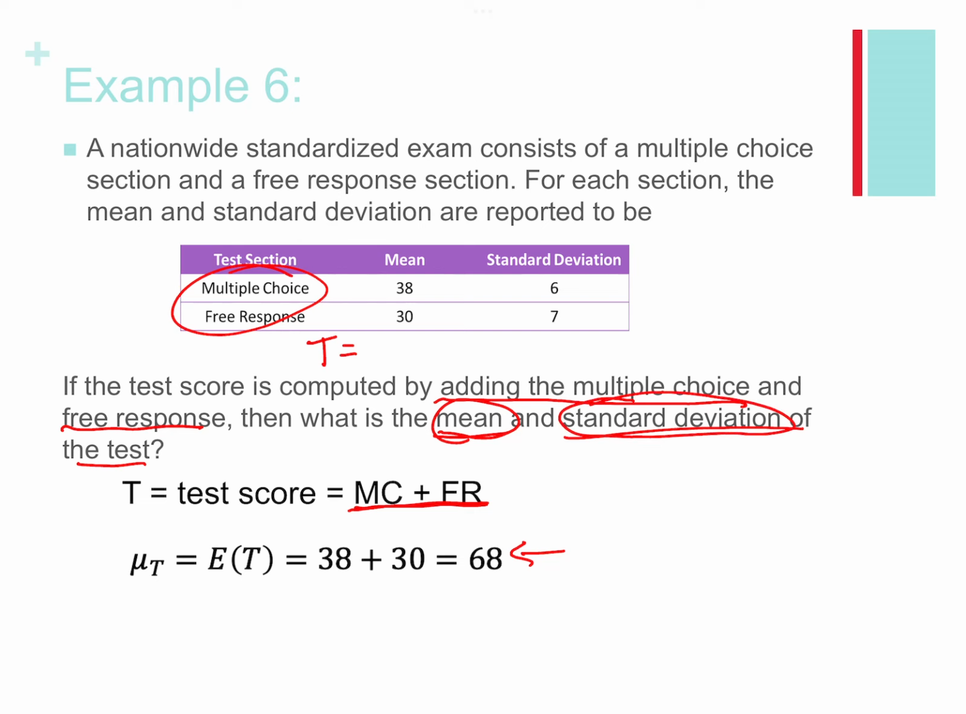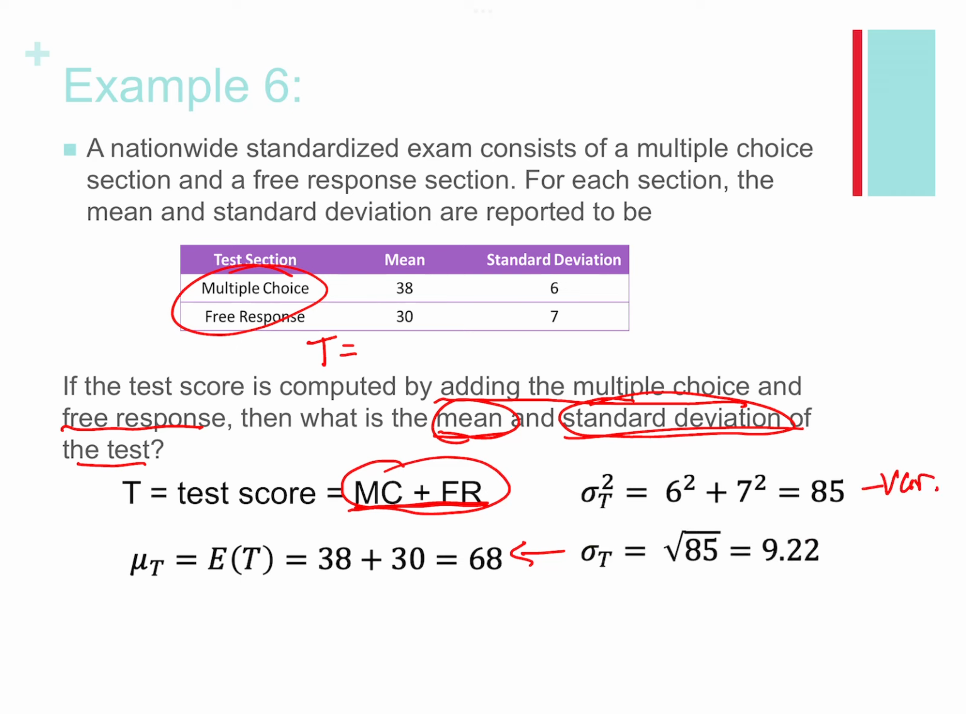For a standard deviation, remember I can't just add standard deviations, I have to add variances. So that means my variances would be 6 squared plus 7 squared. So my variance, this is our variance, is 85. Square root it to get our standard deviation. Didn't ask you to interpret, just ask you to find, so make sure you can find them.